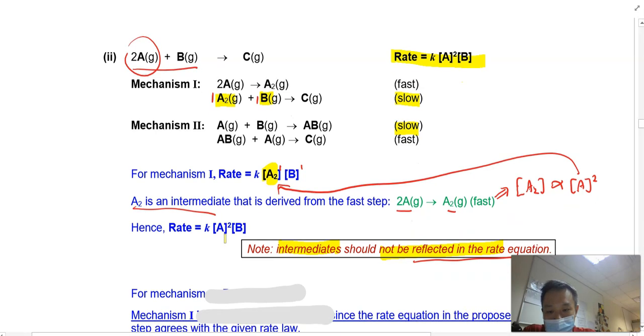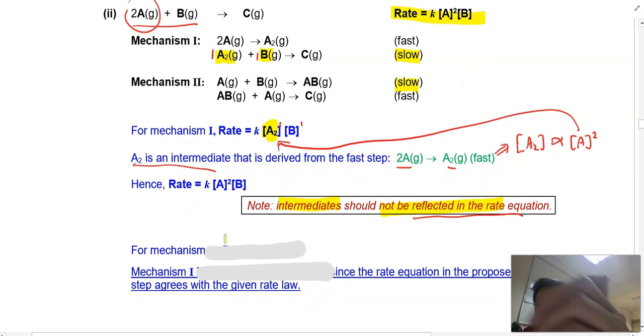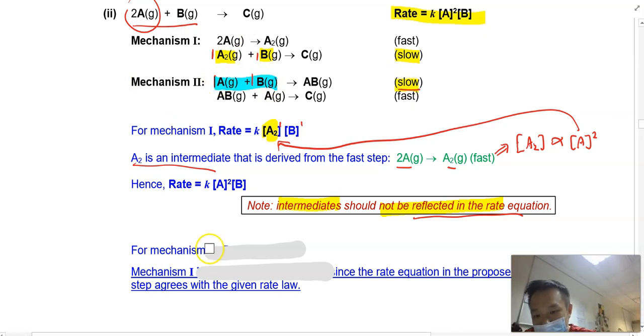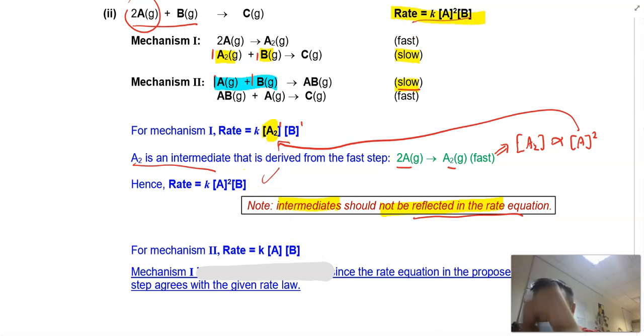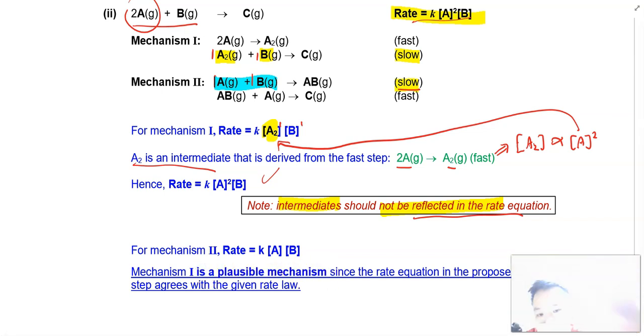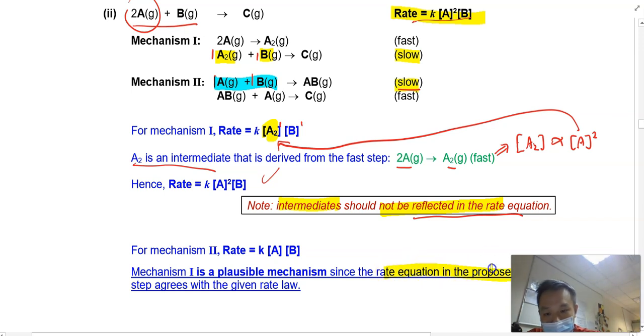Let's take a look at mechanism 2 then. In mechanism 2, we have 1A with 1B in a slow step. So this is quite clear cut. In this case, which mechanism agrees with the rate law? It will be your mechanism 1. Mechanism 1 agrees with the given rate law, so mechanism 1 is the plausible mechanism.